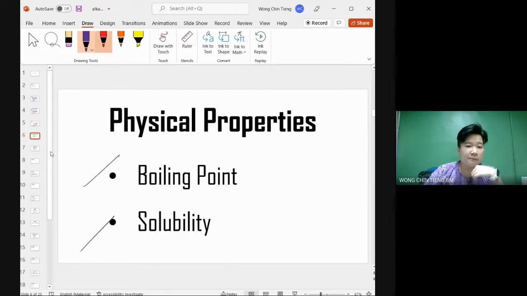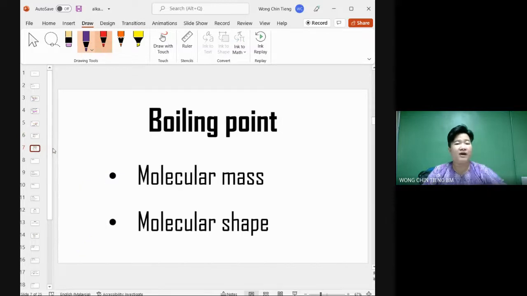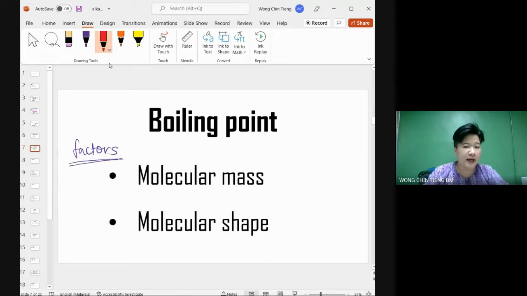Okay, talking about boiling point first. Your boiling point will have factor affecting. Kita ada 2 faktor yang akan mempengaruhi boiling point. And look at the way that I put. This is the priority. This is the second priority. I give you the number. Kadang-kadang saya akan bagi nombor, kadang-kadang saya tak bagi nombor.